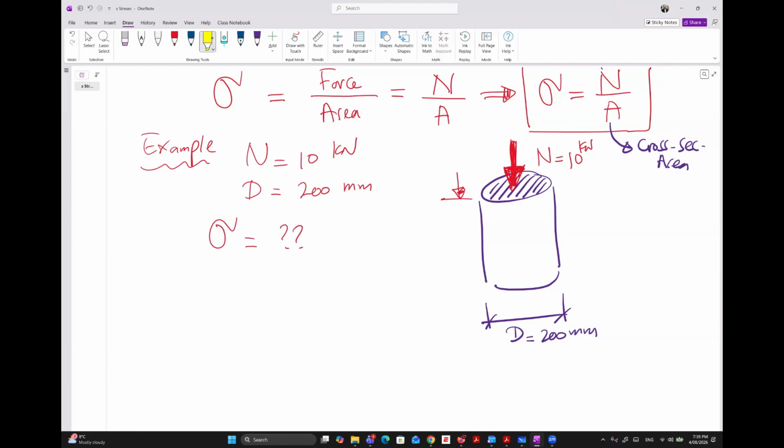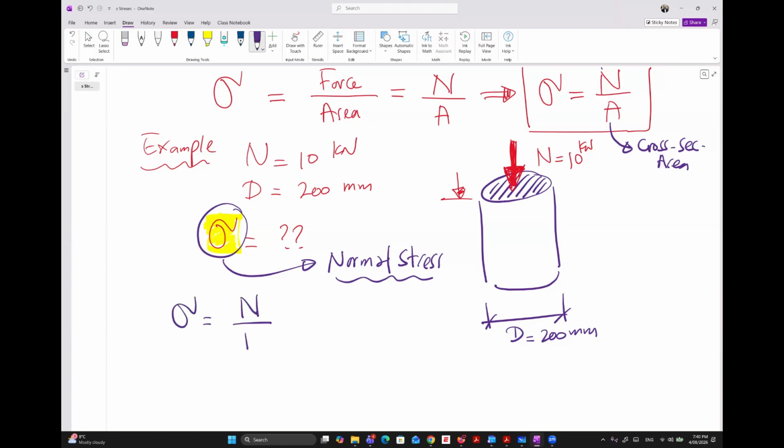First of all, I give you a hint, it is a normal stress, but in the exam or the quiz, you will need to find it. So this is normal stress, right? Again, because the force is perpendicular to the cross section. So can any of you help me to find sigma? So sigma equals N divided by A. We know N as 10 kilonewton. The problem now is how to find A.